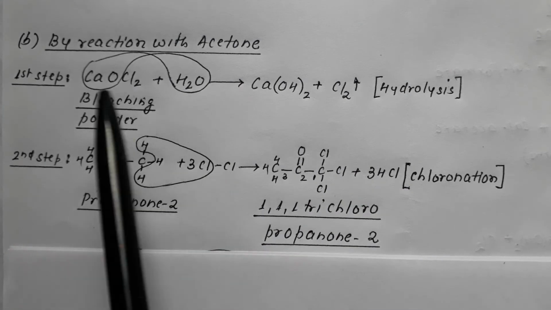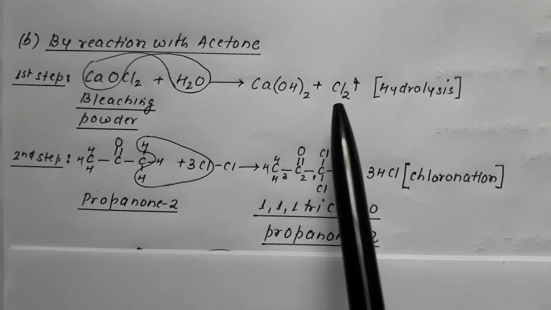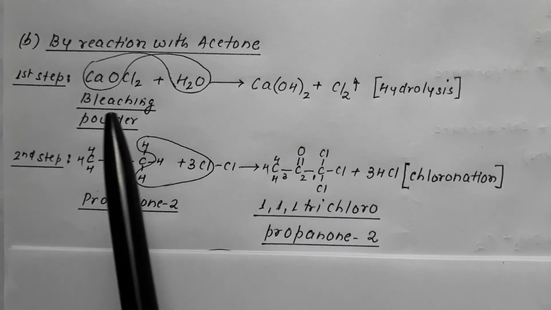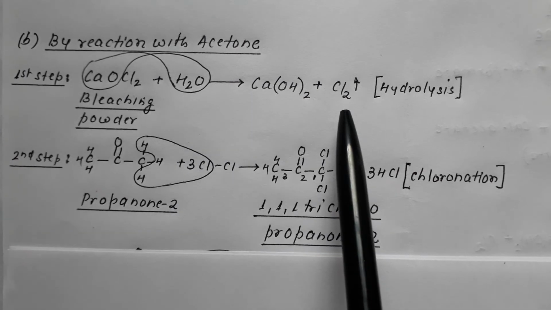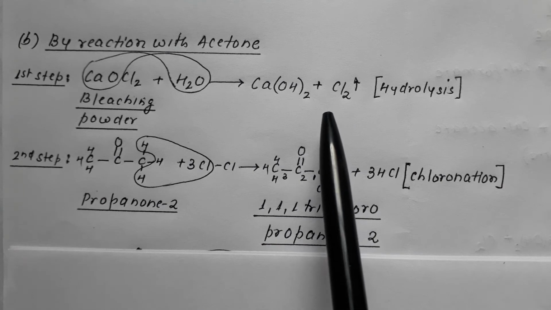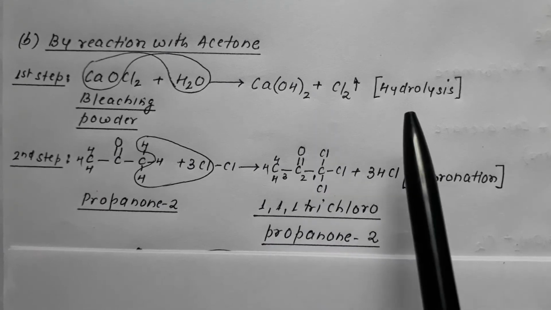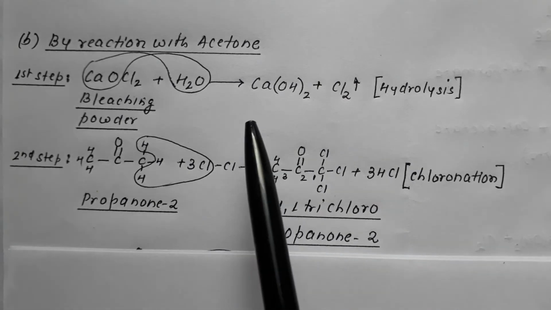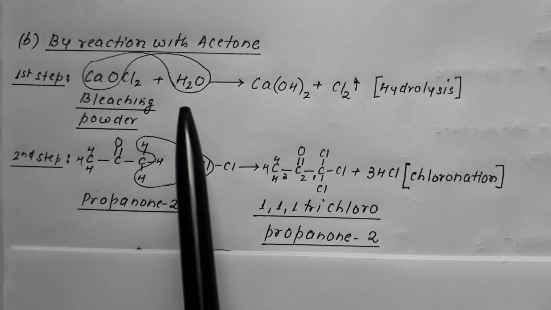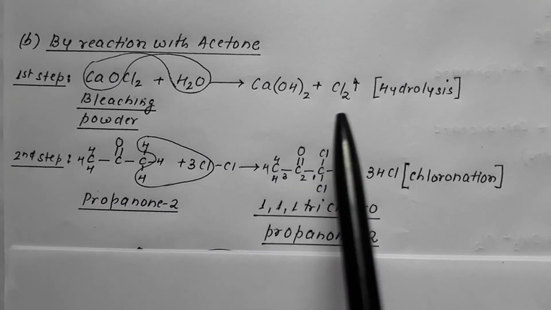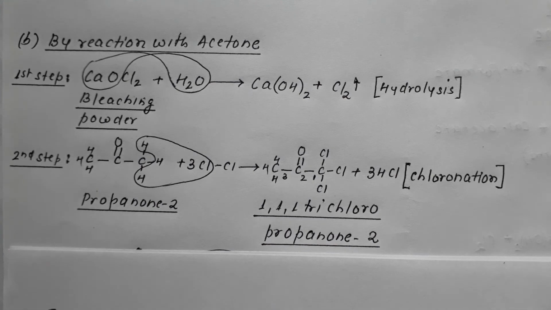Converting into CaO plus H2O, converting into Ca(OH)2 plus chlorine is released. So in the first step, bleaching powder reacts with water, converting into calcium hydroxide, releasing chlorine. This was the same case as in the first with ethanol also. This is called hydrolysis. The first step is same in both. Hydrolysis is the first step. Bleaching powder reacts with water, decomposes to give calcium hydroxide and chlorine. This is hydrolysis.